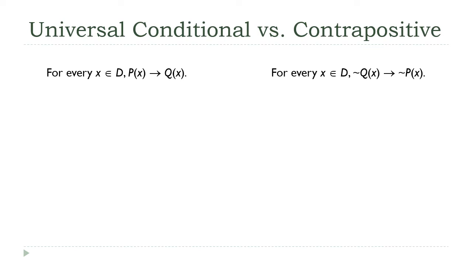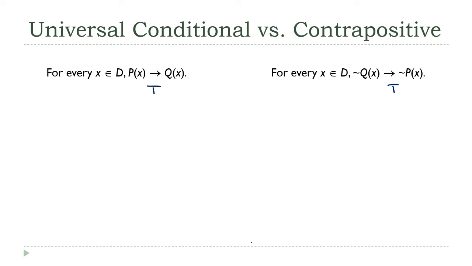When we talked about conditional statements, we saw that a conditional statement is equivalent to its contrapositive. So that's an obvious question to ask here as well. Is a universal conditional statement equivalent to its contrapositive? To see what's happening with that, remember that conditional statements and their contrapositives are equivalent. So if we pick an individual x out of the domain and it makes the conditional statement true, then it must also make the contrapositive true.